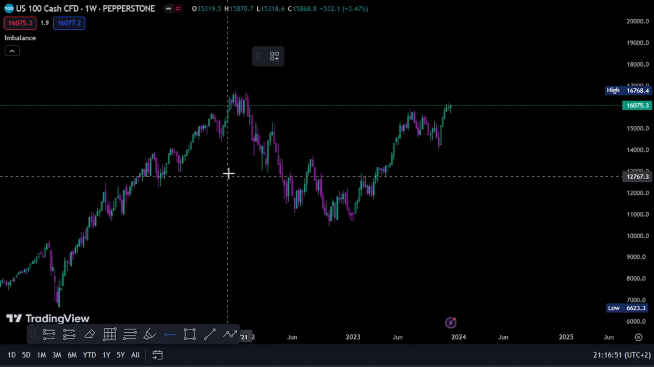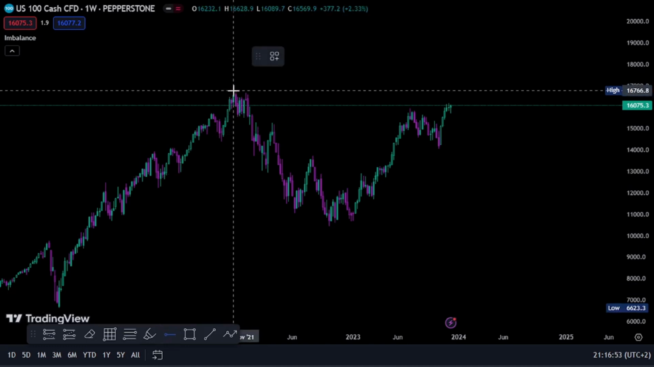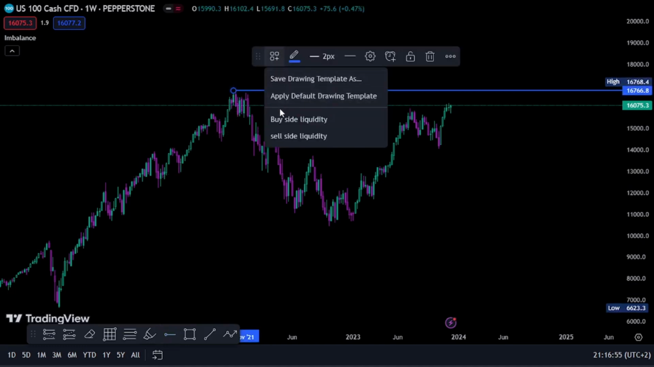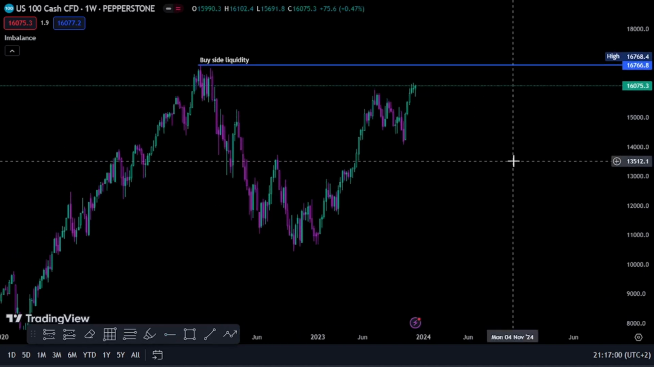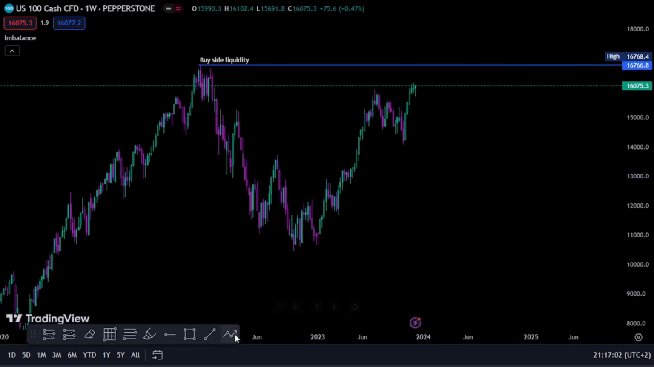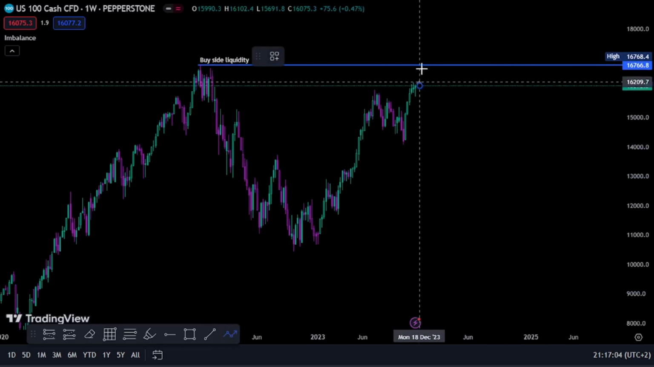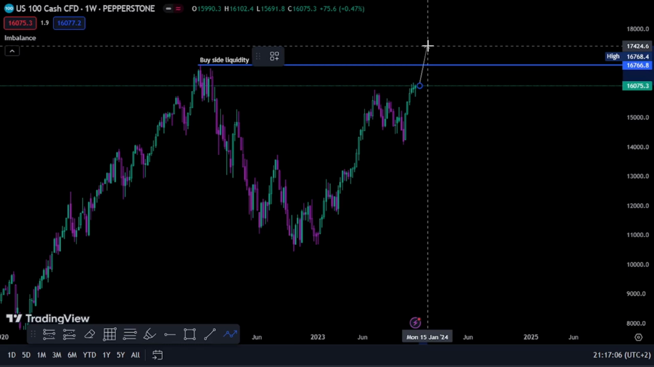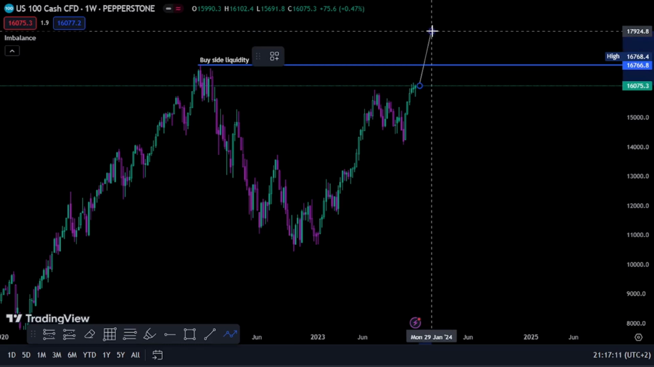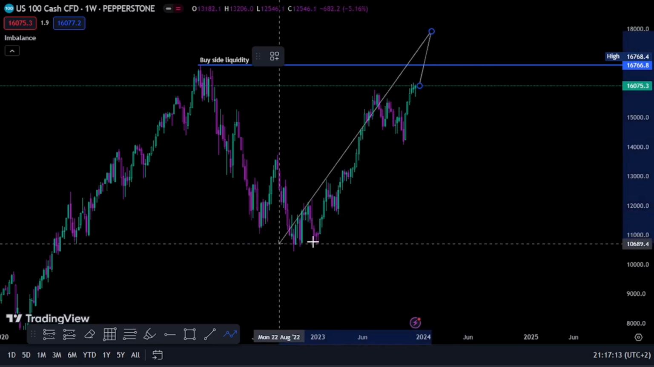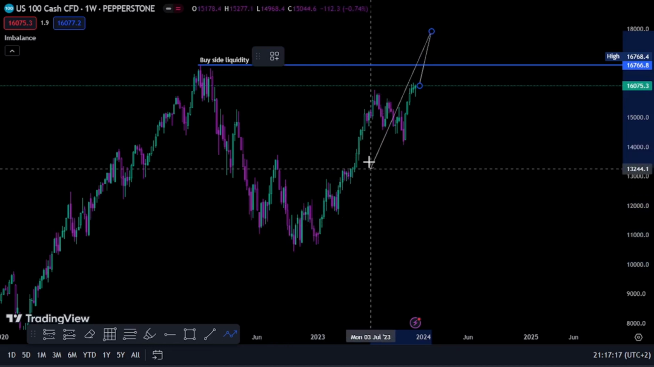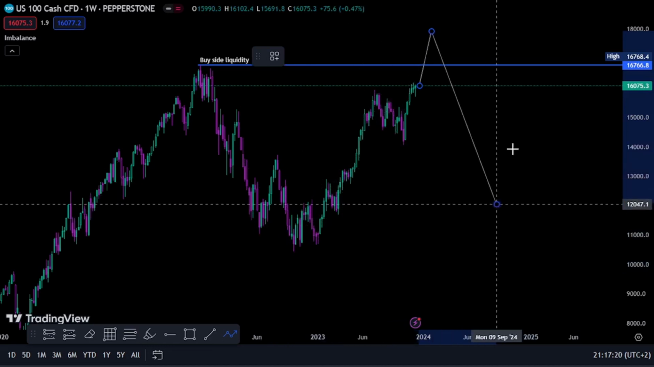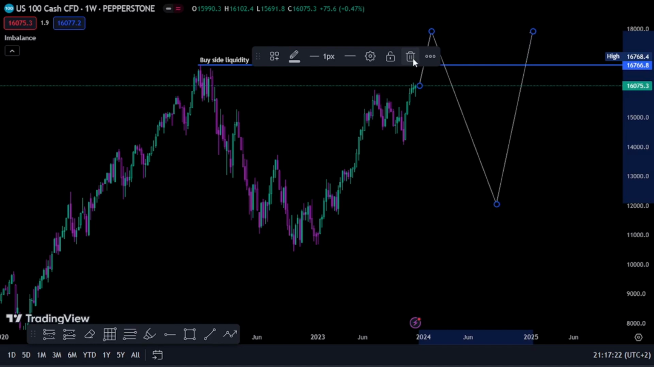So what we need to do is to make sure that we mark our buy side liquidity, right? Our weekly buy side liquidity. And then we know that if the market passes this, it breaks above, then surely the market is going for more buys, right? And the market will come back, obviously, somewhere here or somewhere here, we'll be looking for more buying opportunities, right?